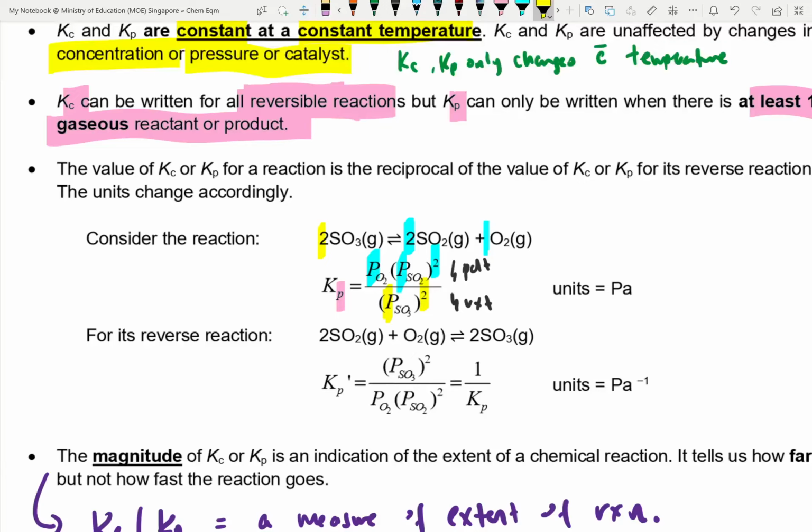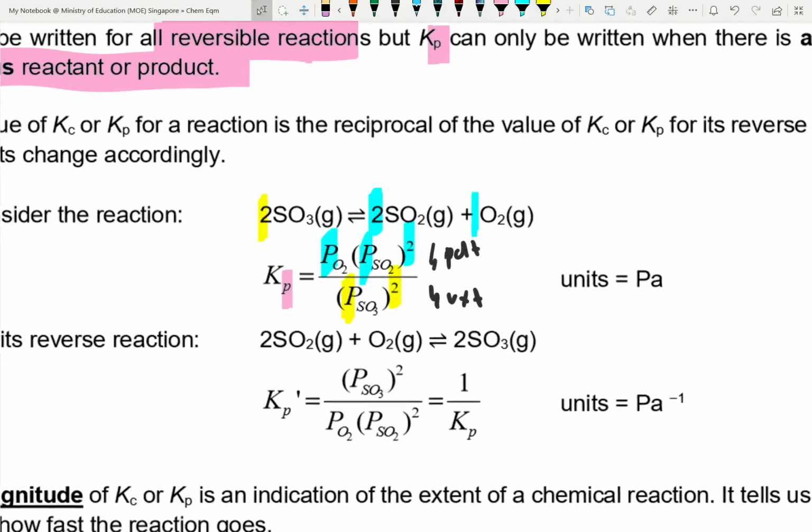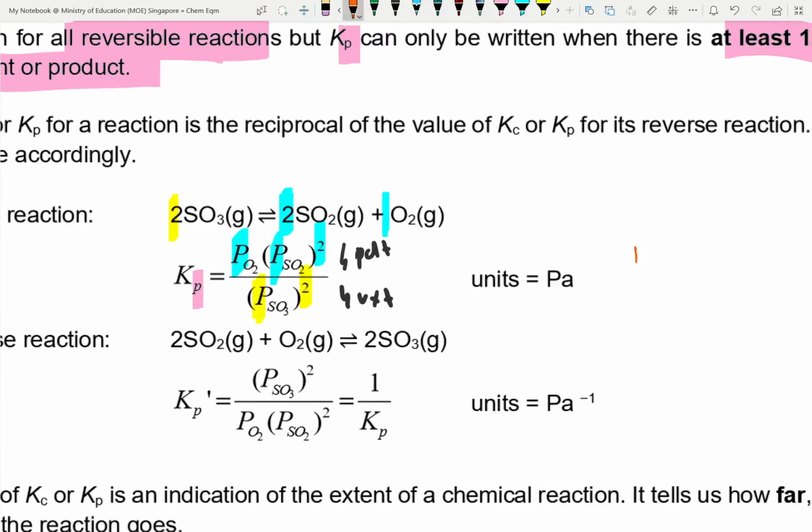So the unit of Kp in this case will be Pascal, because you imagine that you are measuring your partial pressure in terms of Pascal. So if you think about it, you have Pascal, then Pascal squared over Pascal squared, right? So these two cancel off. That's why the net unit is Pascal.